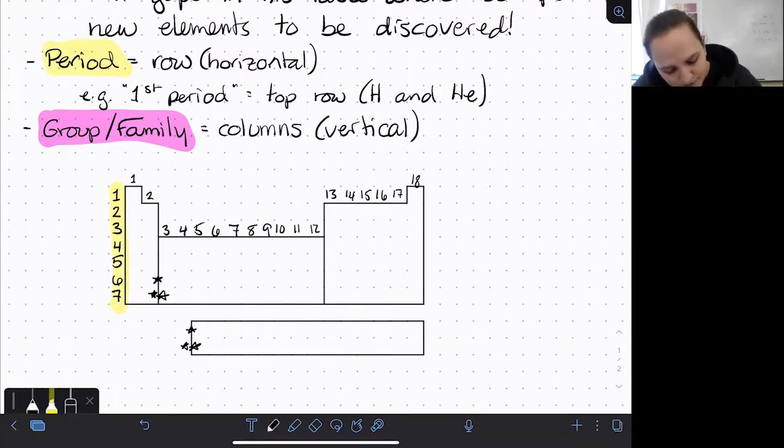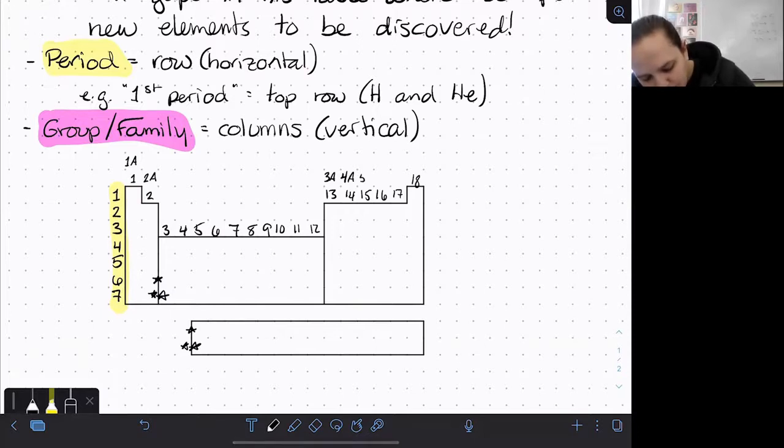And an alternative numbering system is a little weird, but usually more commonly used. It separates this portion of the periodic table from the S and P blocks, and refers to the S and P blocks as the A blocks. So we have 1A, 2A, and then we jump over to the P block for 3A, 4A, 5A, 6A, 7A, and 8A.